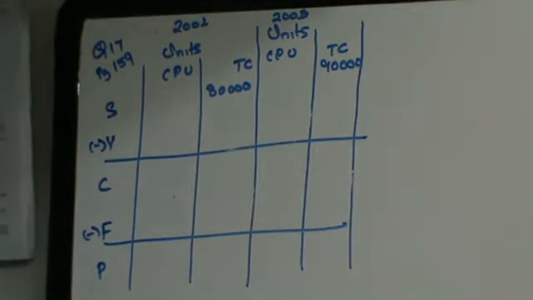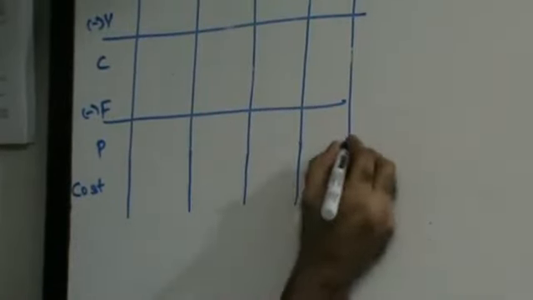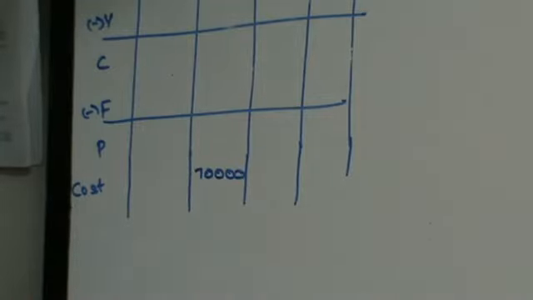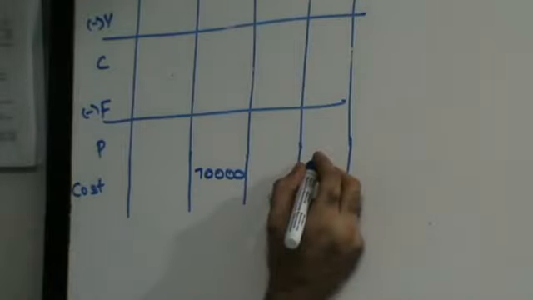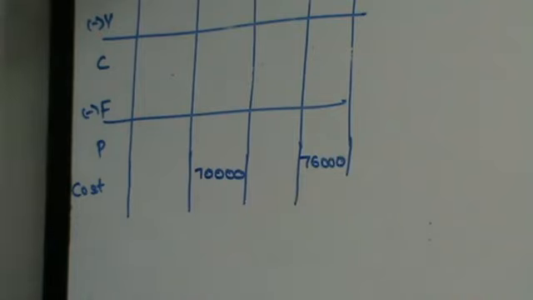Now they've given you cost. We'll make one more column here, the total cost column. They give you cost in 2002 and 2003. Cost in 2002 was 70,000 and cost in 2003 was 76,000. Simple, straightforward data given to you.